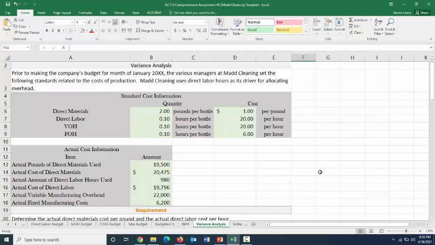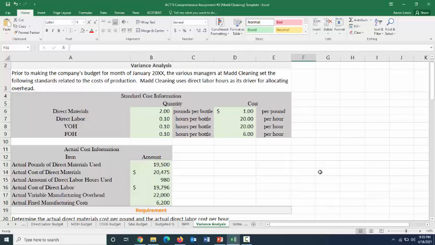The first thing we need is our standards. And for MAD Cleaning, their standards were that they were going to use 2 pounds of direct materials per bottle at a cost of $1 per pound. Each bottle was going to require about 0.1 direct labor hours to produce, and they were going to pay their employees a standard of $20 per hour.